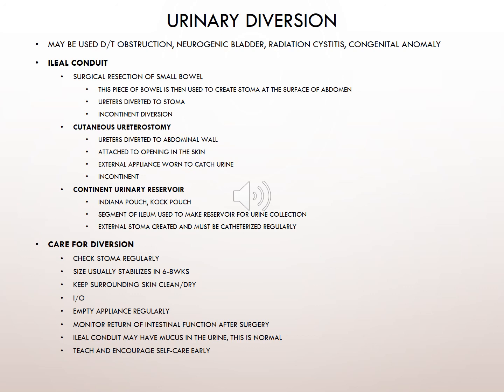The first one listed here is a surgical resection of the small bowel. They take a piece of the bowel and then it's used to create a stoma at the surface of the abdomen. The ureters are diverted to that stoma so that they can have urinary elimination. The next one, the ureters are diverted to the abdominal wall and they're attached to an opening in the skin, and then we apply an external appliance to be worn to catch that urine, and so forth.